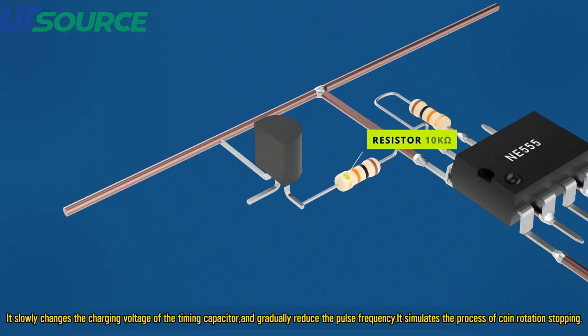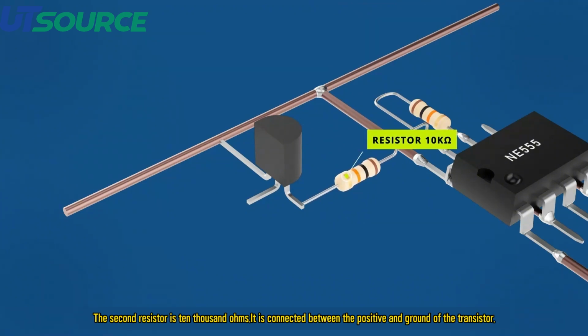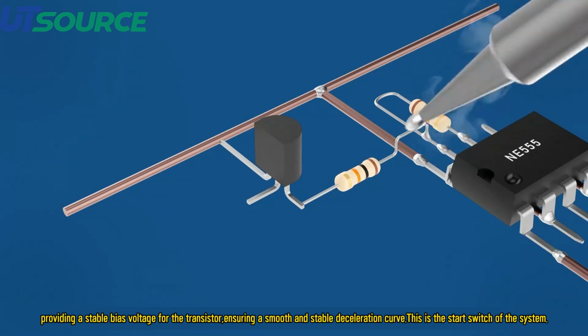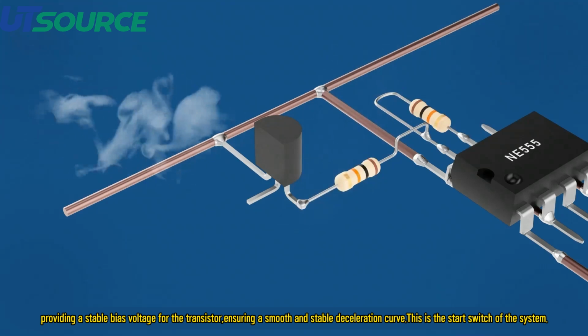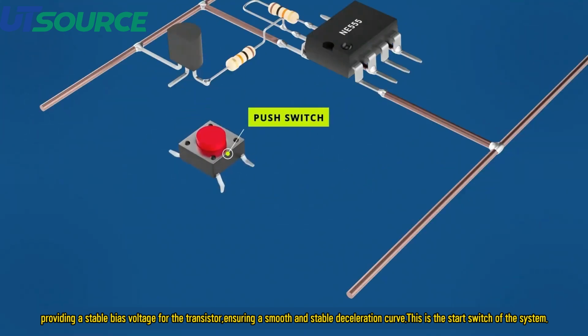The second resistor is 10,000 ohms. It is connected between the positive and ground of the transistor, providing a stable bias voltage for the transistor, ensuring a smooth and stable deceleration curve. This is the start switch of the system. Press it and the circuit starts to work.